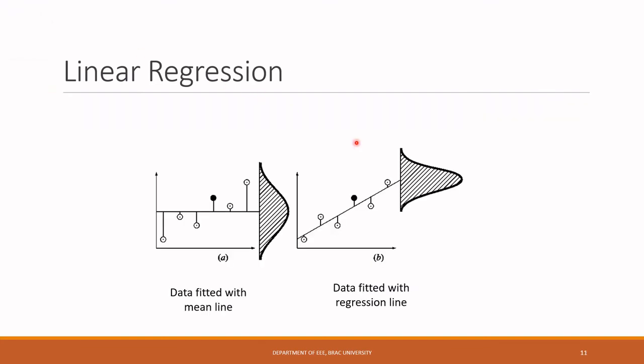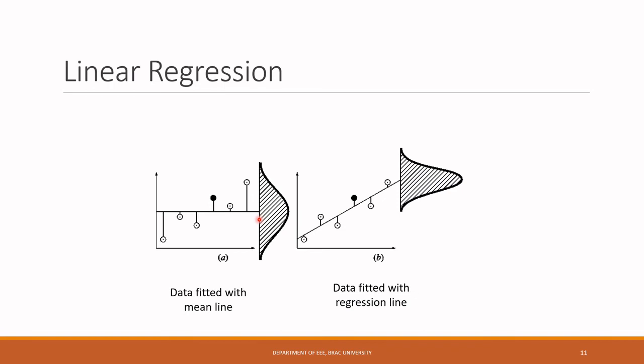Now let's look at these two figures. In both of these figures we are given the same data points. In the first figure, we fit a line that is the average of all the data points. This is the average line or the mean line. But in the second case, in figure B, we fitted the data points with a regression line. That's the difference between these two curves. This is the mean line and this is the regression line, the least square line.